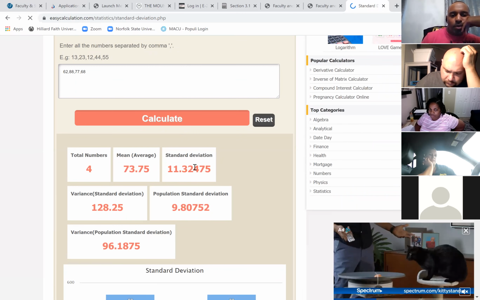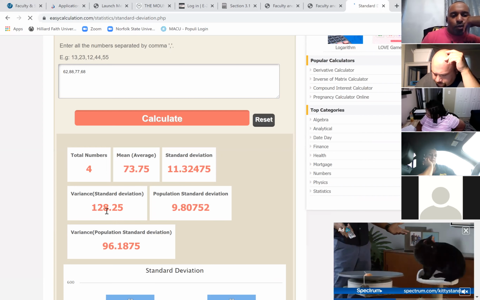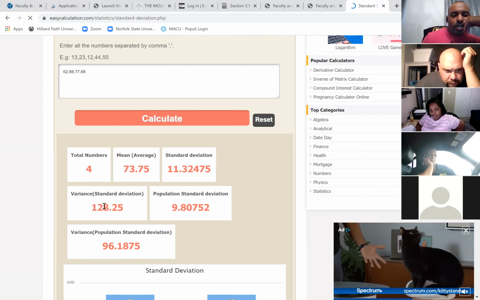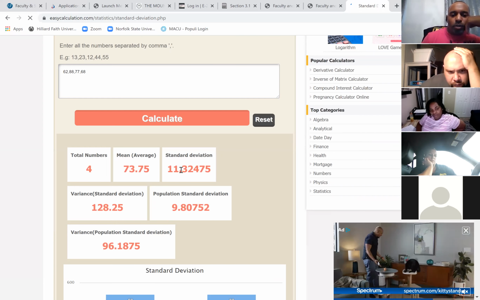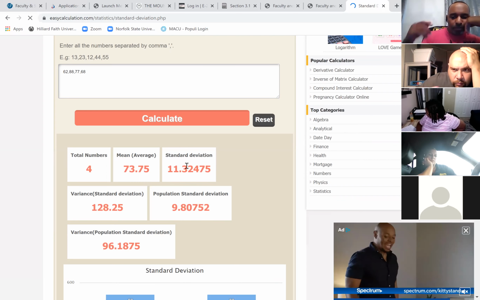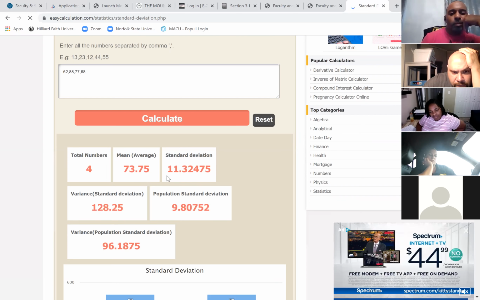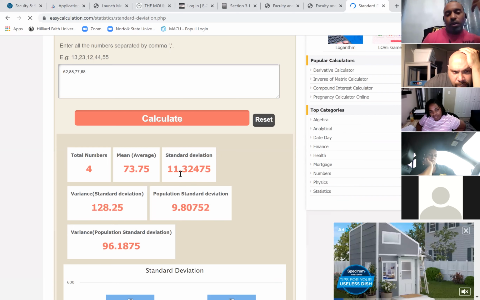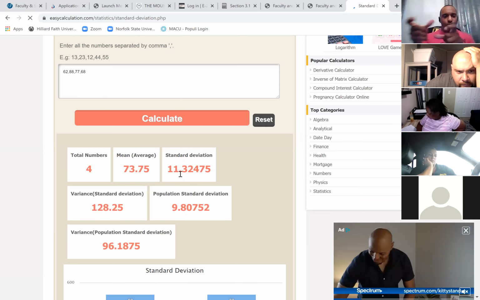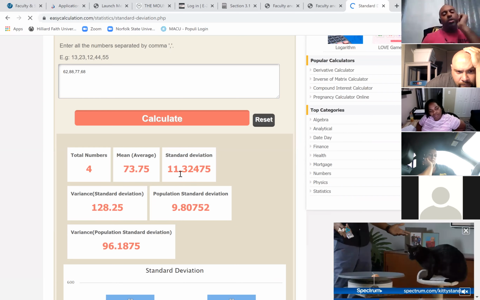So there's 11.3. And this one gives you a more accurate variance because it actually uses the formula. But if you were to square 11.3, that would be the value that you have in your notes. But either one of them should work as far as my math lab is concerned, because they give you a plus or minus on your answers.